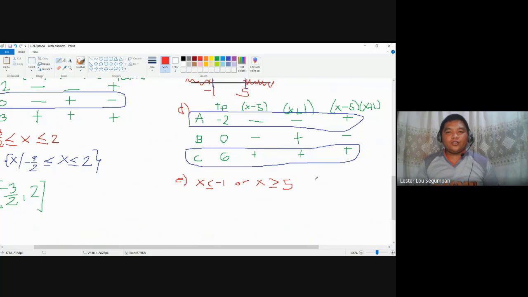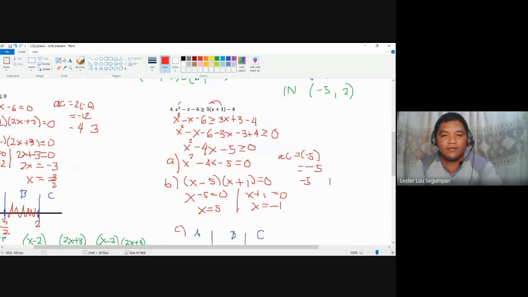Before you go to the solution set or interval notation, let's try to check. Give me a number that's less than negative 1, let's just use negative 2. Substitute here in the given. Negative 2 squared, 4. Minus negative 2 is plus 2. Minus negative 2, double negative property, minus 6. Here, negative 2 plus 1 is negative 1 times 3 is negative 3, negative 4. Is it less than or equal? This is 0, that's negative 7. Yes, so that is correct.